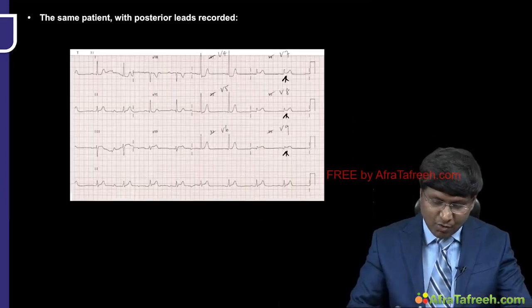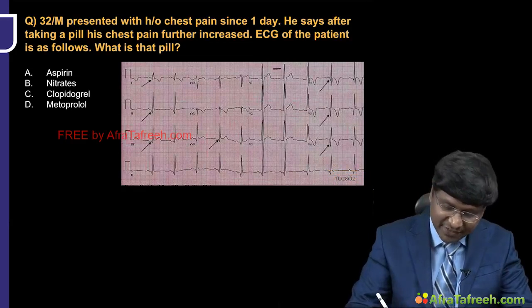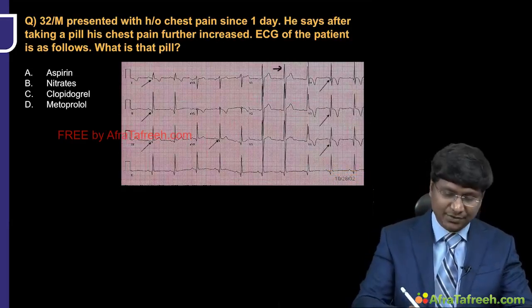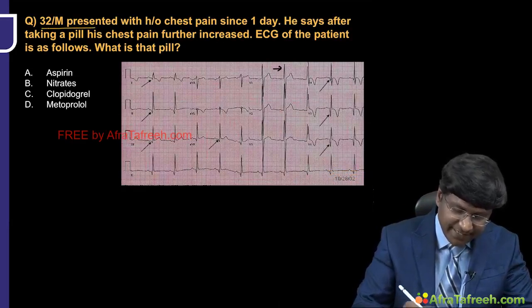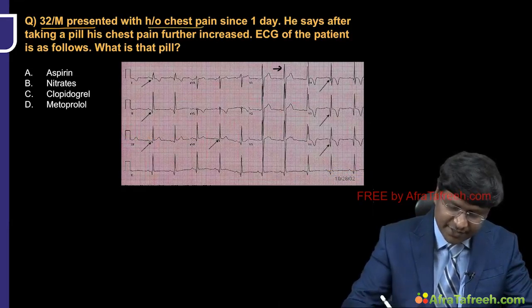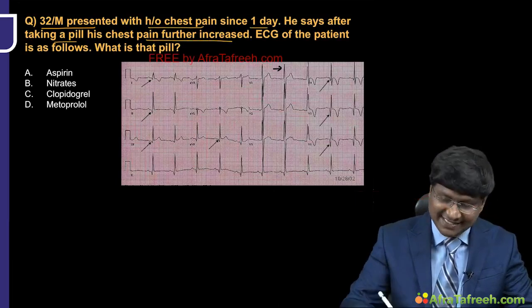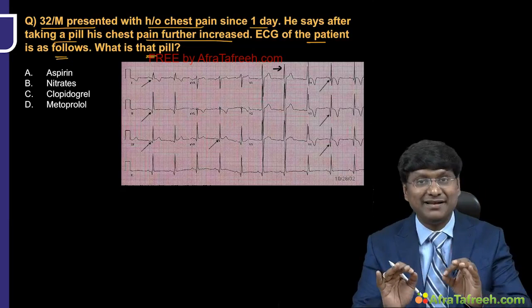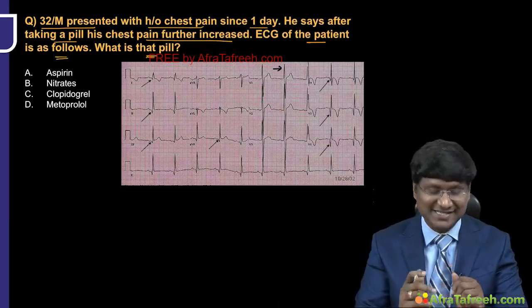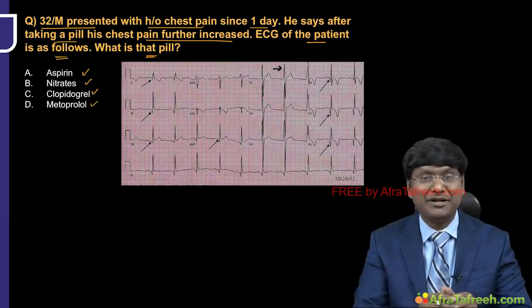Now, I'll show you one more ECG with dominant R wave in lead V1. Okay, you see the clinical scenario. We have a 32-year-old male patient presented with a history of chest pain since 1 day. He says after taking a pill, his chest pain has further increased. The ECG of the patient is as follows. What is that particular pill the individual is taking? The options are aspirin, nitrate, clopidogrel and then metoprolol.